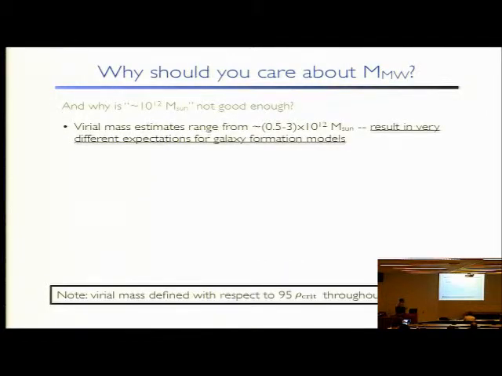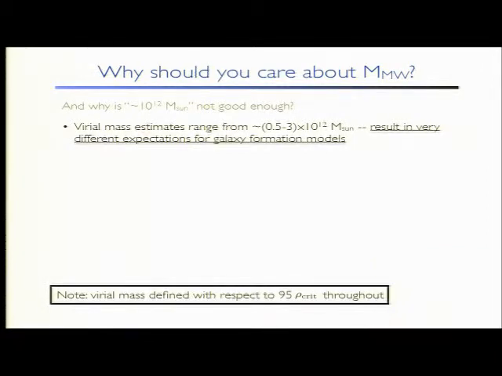Okay, so to start, why do you care about the mass of the Milky Way? And even if you do, why is approximately 10^12 solar masses not good enough? Well, of course, viable mass estimates for the Milky Way range between something like half times 10^12 to 2 or 3 times 10^12. This is a factor of 4 or 5 in mass. And these result in very different expectations for galaxy formation models.